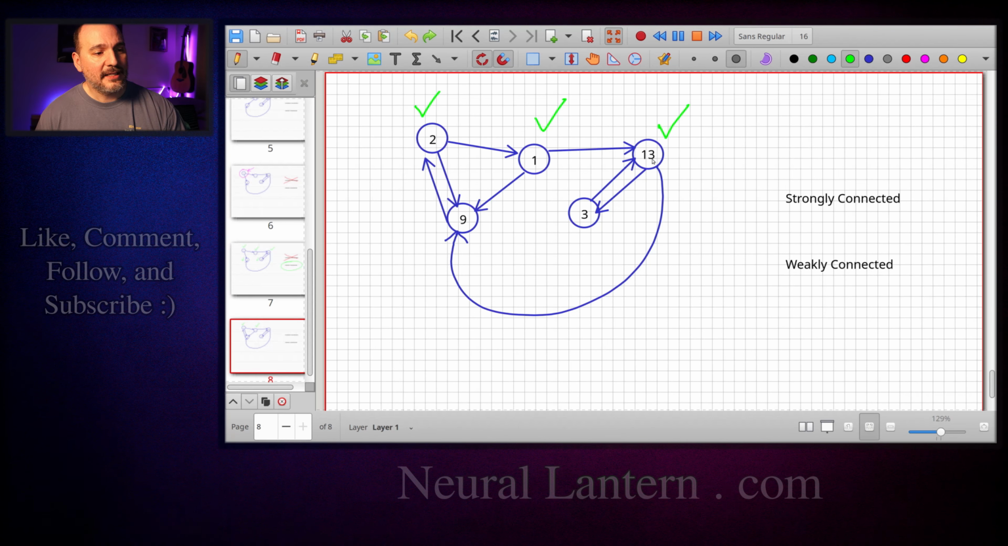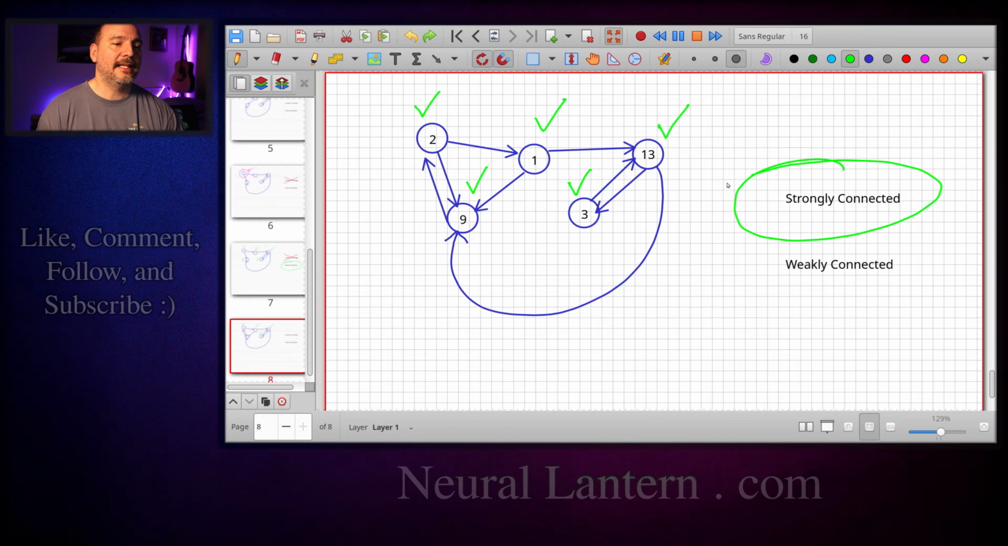The 3 node is connected definitely to the 13, so I'll say 3 is connected to everything. The 9 node can reach the 2 node, which is connected to everything, so that means the 9 node is also connected to everything. And at this point, we now have a strongly connected graph. It's not weakly connected, it's stronger than that. Any questions?